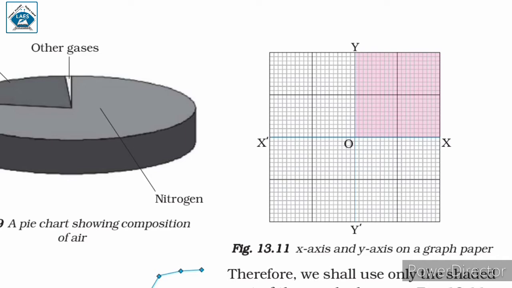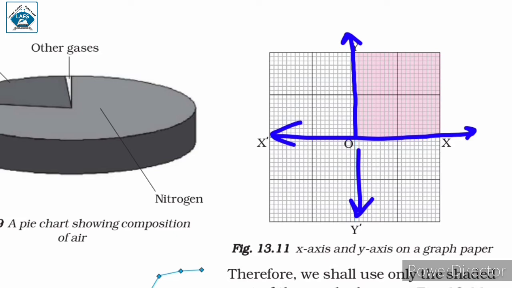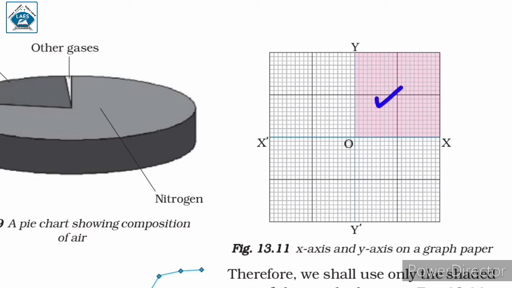Now the positive values on the x-axis are represented on this side, that is OX. Similarly, the positive values along the y-axis are represented on OY. That means the values here will be negative values. Now, in this chapter, we will only be considering positive values on both the axes, that is on the x-axis and y-axis. So this region, the shaded region, is what we are going to consider for making the distance time graph.